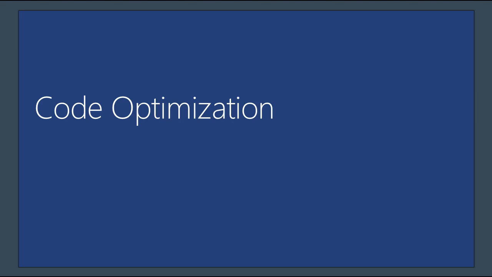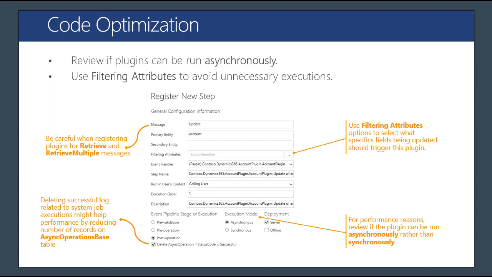Okay, if not, then we can move to code optimization. This is the last part in terms of that top-down approach that Alok was explaining. In the first slide, what we have here, in terms of code optimization, is to review if you have plugins, whether they can be run asynchronously. And this is something that Alok explained before as well.